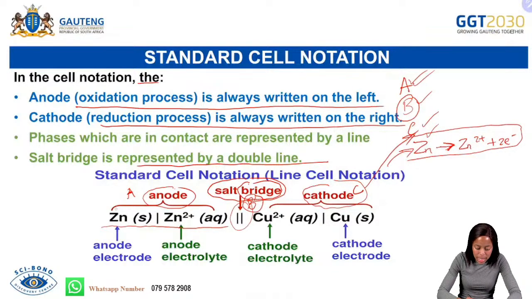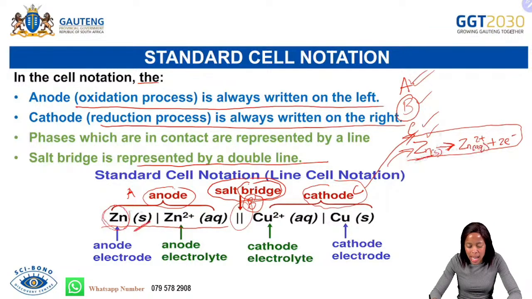On the left-hand side, you have Zn. So this one, it represents the phases. So S represents what? It represents a solid. So whenever you don't have a charge there, that will represent S, which is a solid. Then when you have a charge, it will represent aqueous. Okay. So those are the phases, solid and in aqueous solution there.